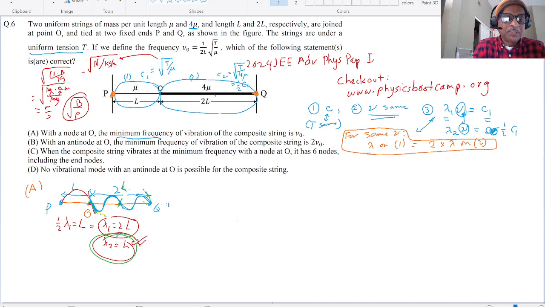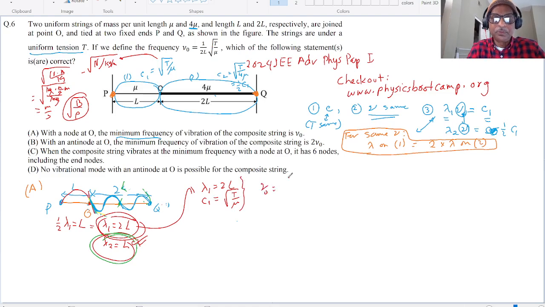We can see that lambda 1 equals 2L, and C1 is equal to the square root of T over mu that we just wrote down. Then the frequency nu 0 will be C over lambda, and for this particular mode C1 is the square root of T over mu, over 2L, which is nu, the same as nu 0. So this is correct. A is correct because of this reason. This mode, which has the longest wavelength or minimum frequency, will look like this, just from drawing the picture.